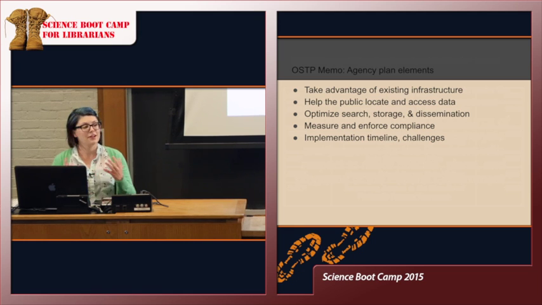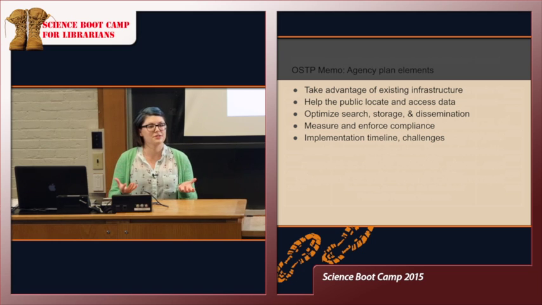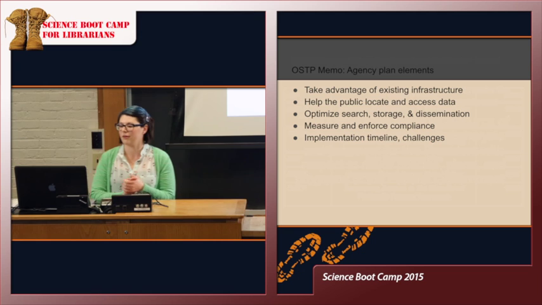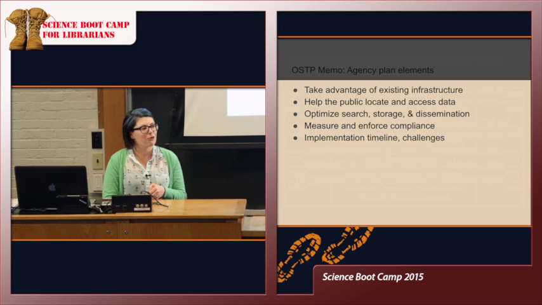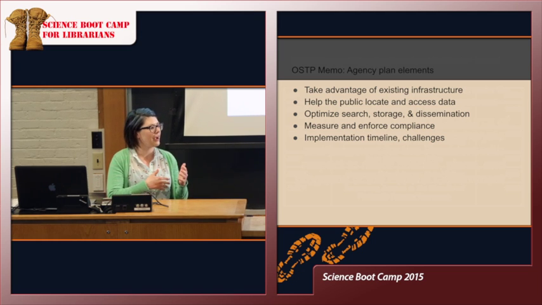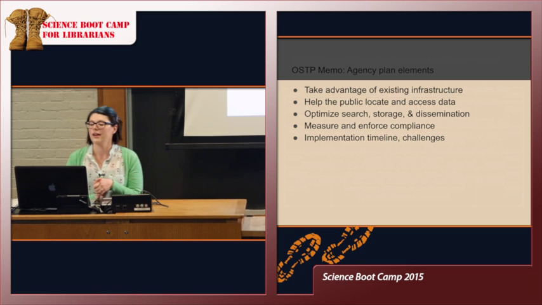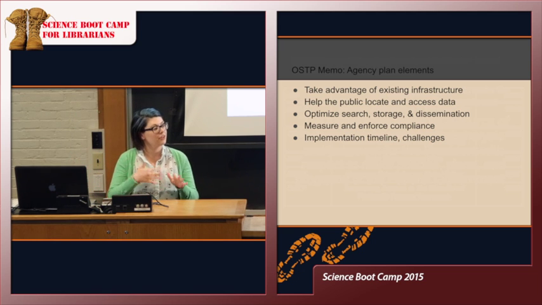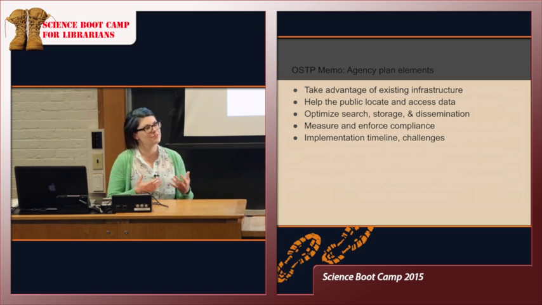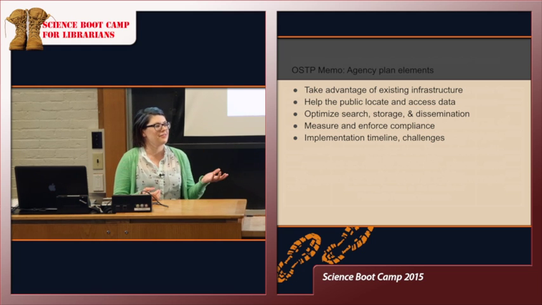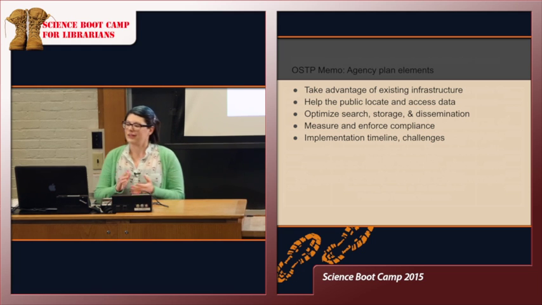As for plan elements, they want agencies to take advantage of existing infrastructure. Infrastructure is very expensive, so please try to leverage what's out there already. Help the public locate and access data. So don't just put stuff up on your website, because nobody's going to find that. Really help the public interact with it so they can get their hands on it. Optimize search, storage, and dissemination goes along with that. It's about laying the groundwork and thinking about how we can optimize these things, not just building off of what we have, meeting the status quo, and maybe letting things go a little bit wild.